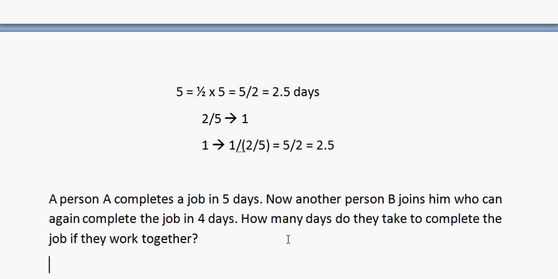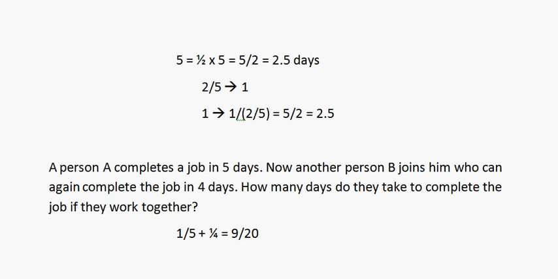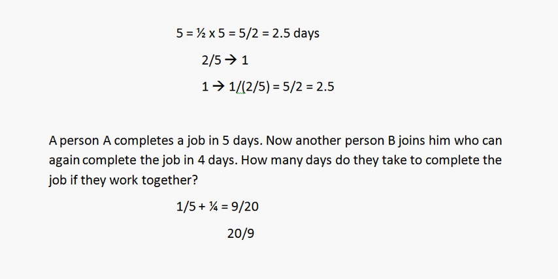Now next question, in the next question the only change is B is doing the work in 4 days, right? So we have to find A's 1 day work, which is 1 by 5, and B's 1 day work, which is 1 by 4, add it to get total 1 day's work, which is 9 by 20, and the number of days required would be 20 by 9, right?